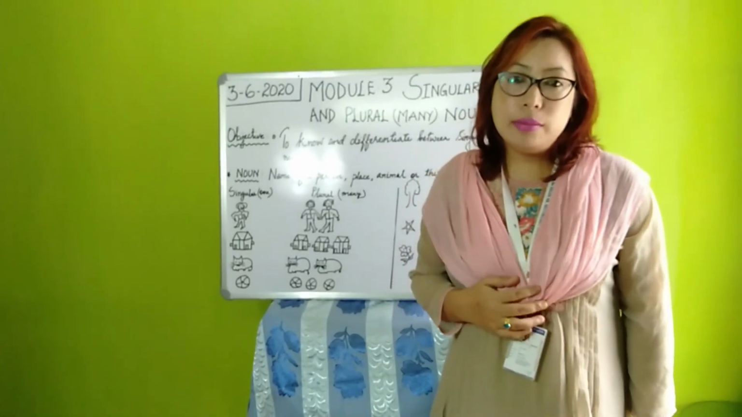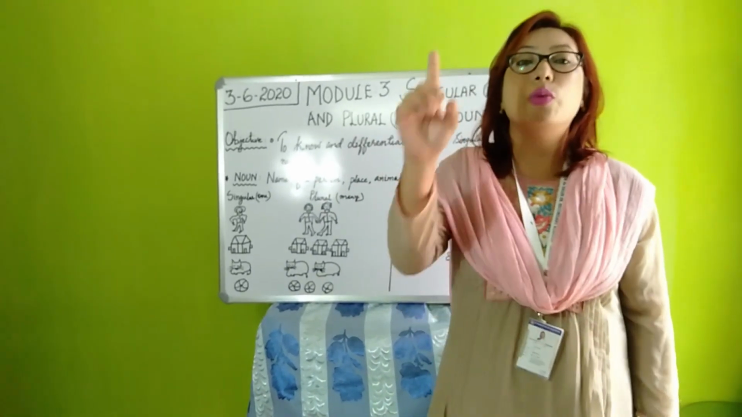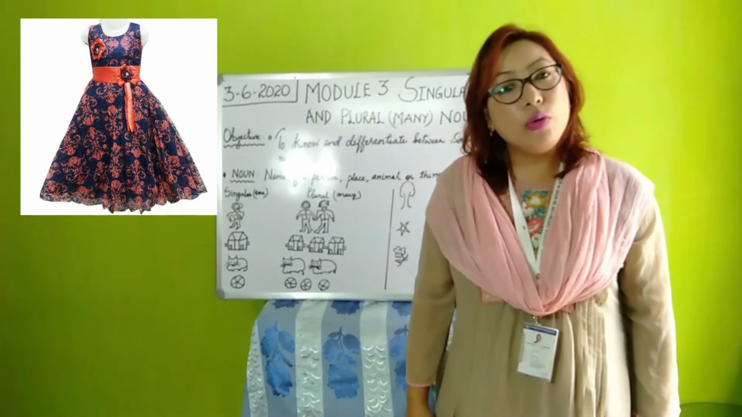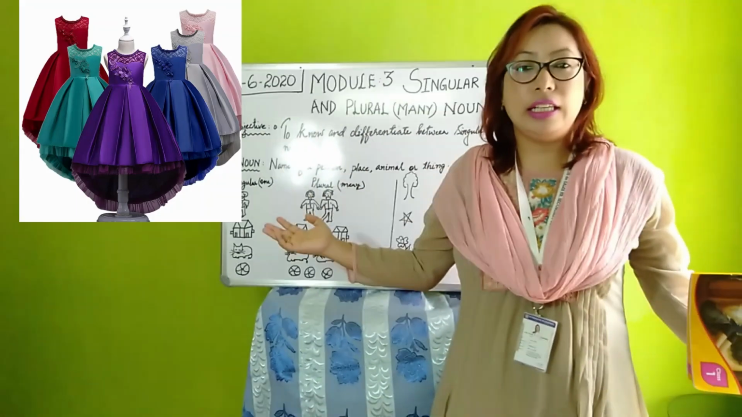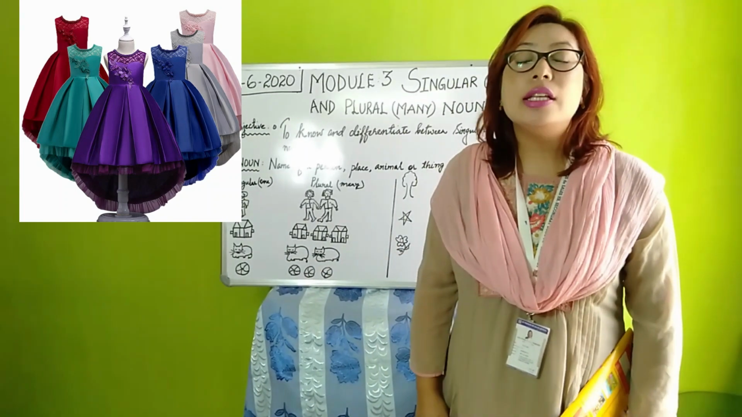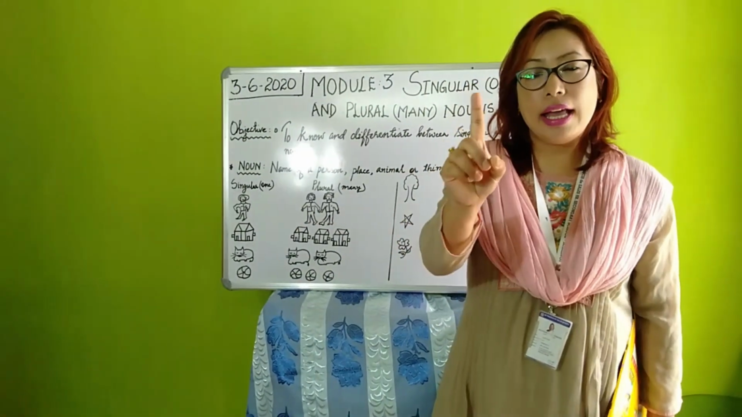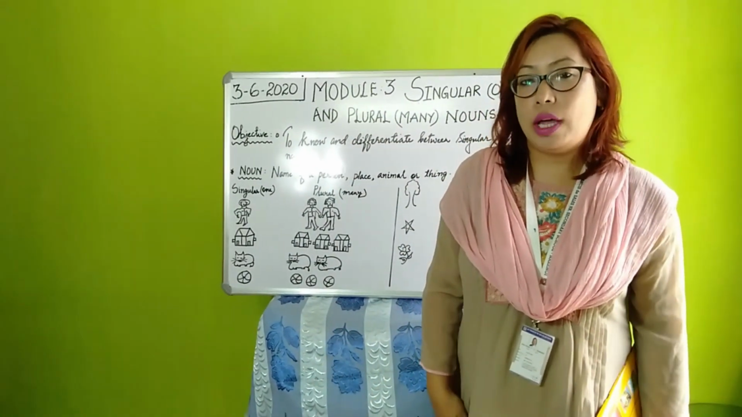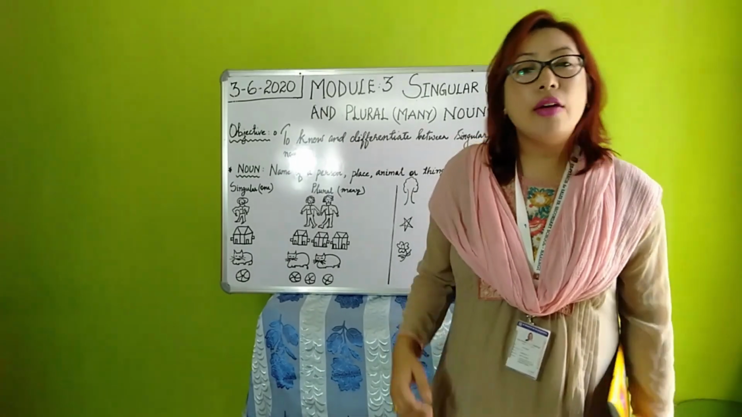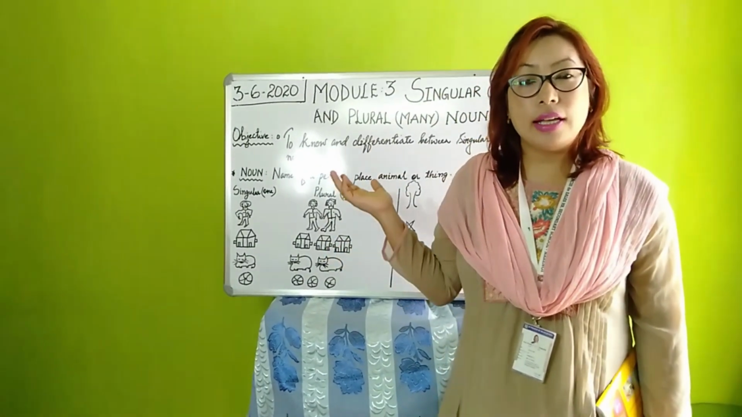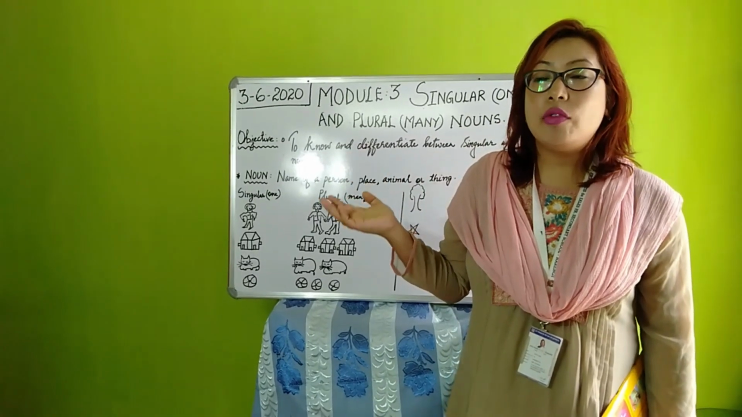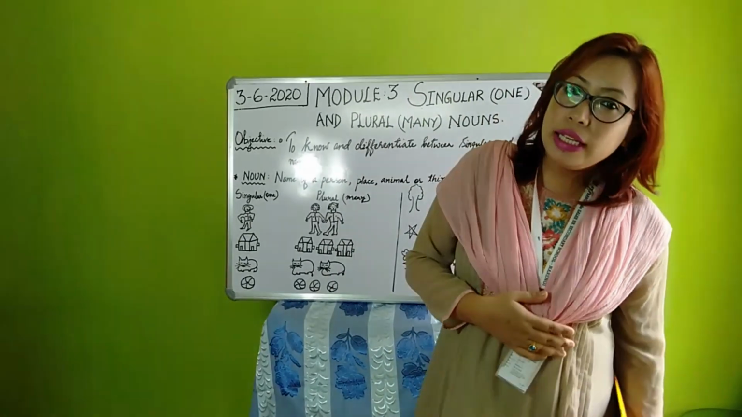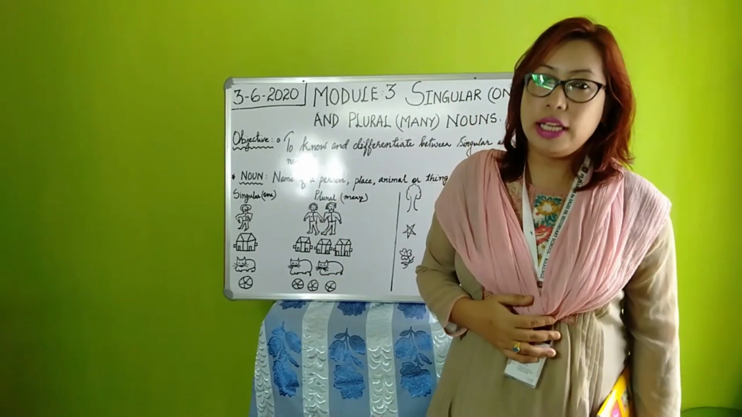In simple terms, singular nouns mean one, only one, and plural nouns mean many. Please repeat it after me. Singular means one and plural means many, or more than one. Noun we have already covered in our previous classes. A noun is the name of a person, place, animal or thing.